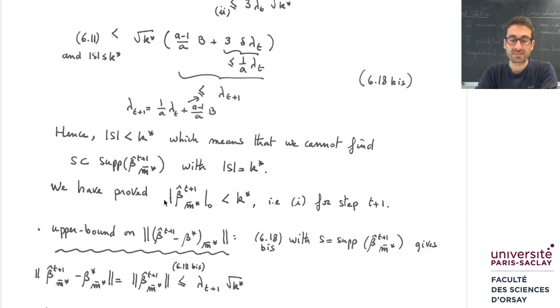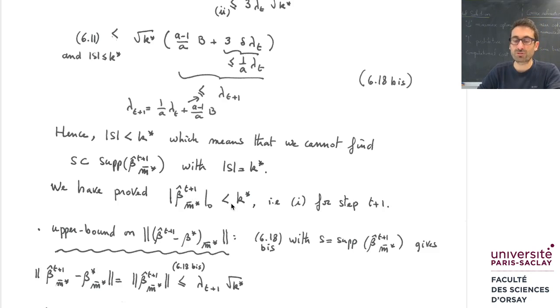So this is this statement, and this gives us the property I at step t plus 1. Since the property I is that this is smaller than k star, here we prove that it is strictly smaller than k star. So we have proved that beta at t plus 1 is sparse enough. Outside of the support of beta star, there are at most k star non-zero elements, right? Which is the first statement of the theorem.